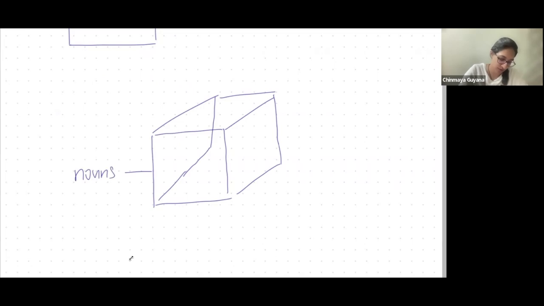The second wall is still verbs. And then we also saw pronouns. Pronouns is the third wall.